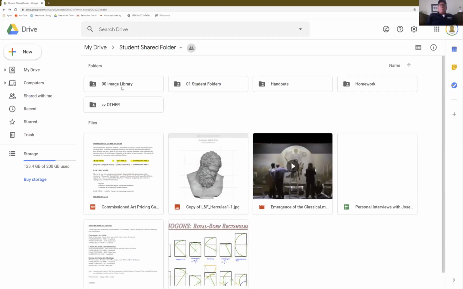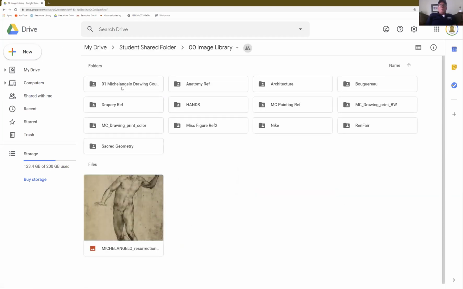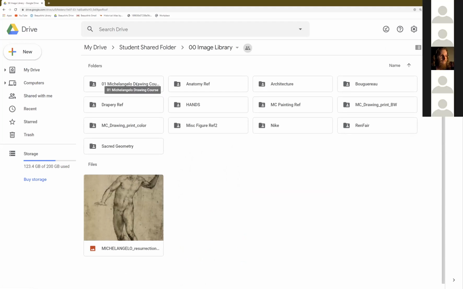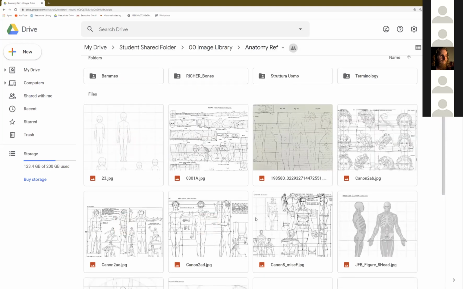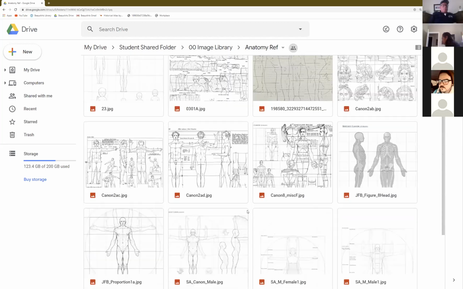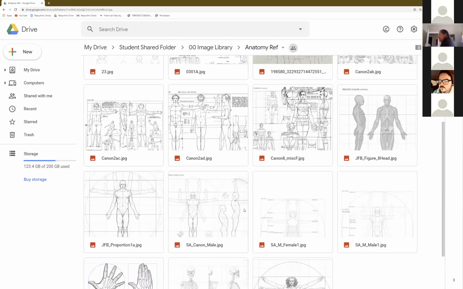So in the image library, in this folder, anatomy reference, there will be stuff that I start to put in here. There's already a lot of stuff in here.